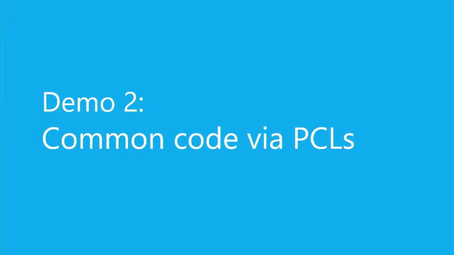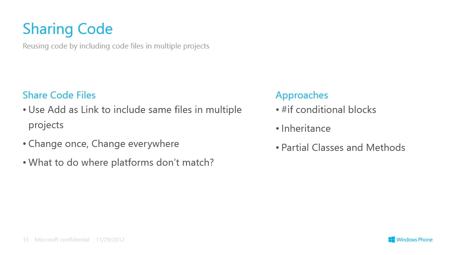Let's go back to there. Code sharing techniques. Once you're going to hit the buffers eventually with these portable class libraries, there's going to be stuff you need to do on both platforms. There's a number of different approaches to sharing actual physical code files. If you use add as link, you can include the same physical file in multiple projects. So if you make a change to it once, it changes everywhere.